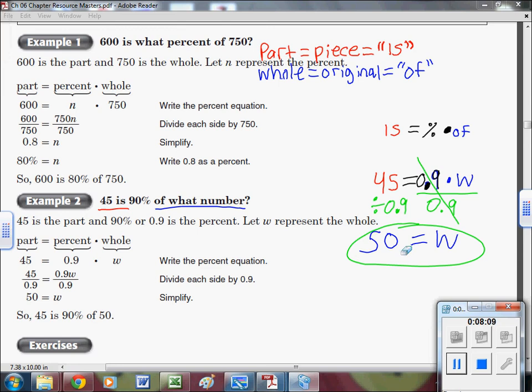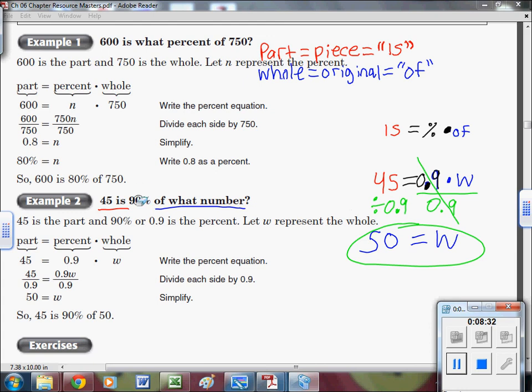So if your decimal is ever in the wrong spot, like maybe you just accidentally made this 9, or even made this 90, if you had left this as 90, you would have gotten 5,000 as your answer. If you left this as 90, then you divided both sides by 90, you would have had 5,000 equals W. But come on, guys, 45 is 90% of 5,000? That doesn't make any sense based on what we said.